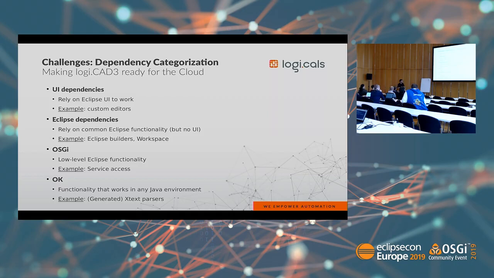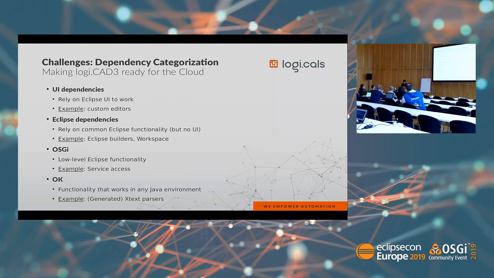OSGi dependencies refer to all these service accesses because, as you almost all know, Eclipse is made of plugins, and in order to play well with the plugins, OSGi is needed. And the OK dependencies refer to components that only depend on the Java environment to be executable.